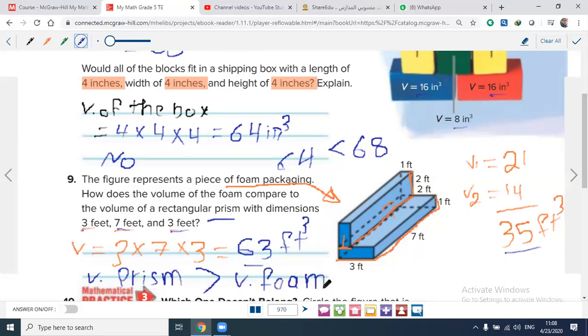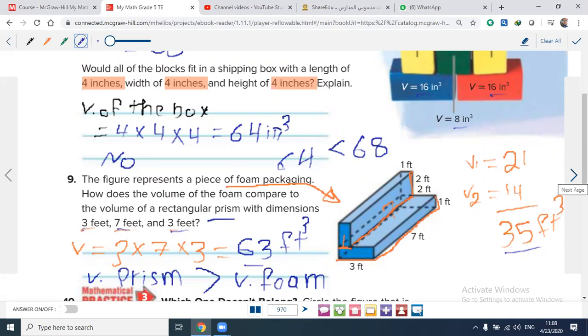Okay? You understand it? Yes. Guys, you understand this? Yes. Okay. Go to numbers 10 and 11. We skip them already, okay? Don't solve them. Just only 8 and 9 on this page.